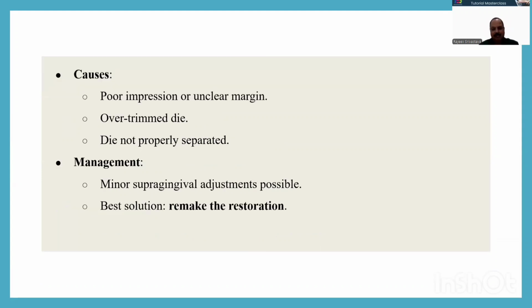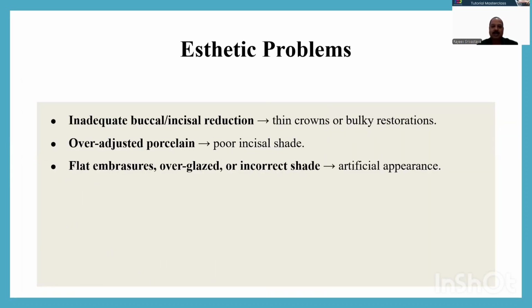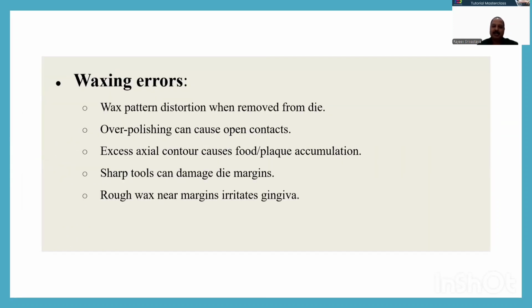So this can happen because of poor impression or unclear margin, improper die ditching. So how can it be corrected? It can be corrected by making a new impression. So this is again the marginal discrepancy I've already discussed. Again, it is coming in this. So we'll skip this. Aesthetic problems I have already discussed.